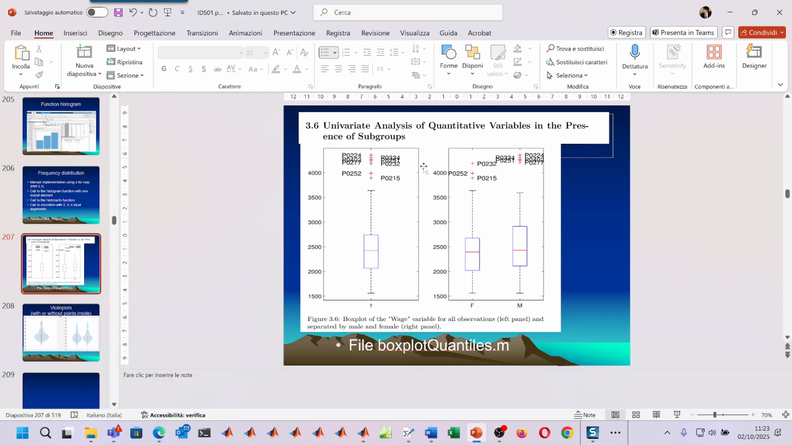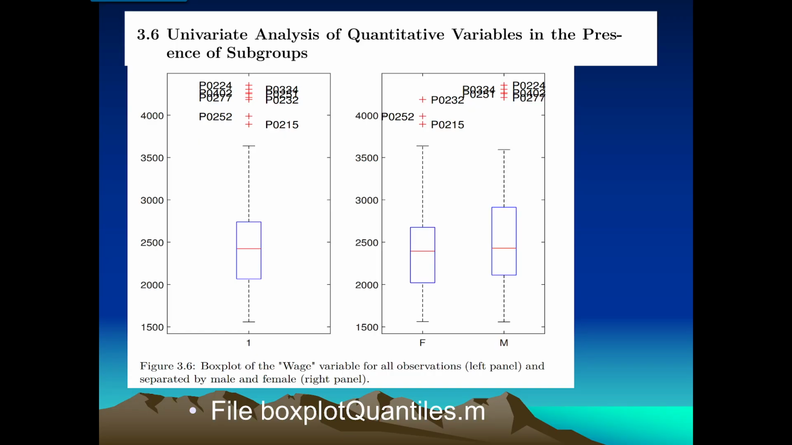Now, okay. Now we want to do this analysis. We want to do the boxplot separately for males and females. And then we want to label the outliers. So those are the outliers? Right. The outliers are the points falling beyond the whiskers of the boxplot.